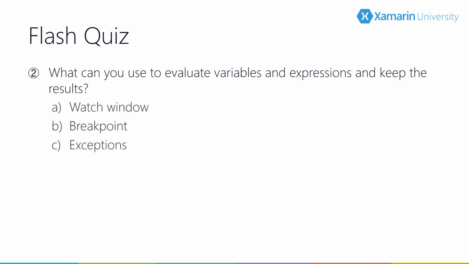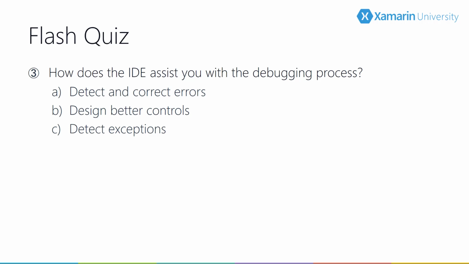Number 2, what can you use to evaluate variables and expressions and keep the results? So the answer here is the watch window. So yes, remember, with the watch window, you get to decide which variables are present in that list, and they'll stay there forever until you delete or clear the watch window. Number 3, how does the IDE assist you with the debugging process? Now this answer is a little bit confusing, but we have A. It helps you by detecting and correcting errors.